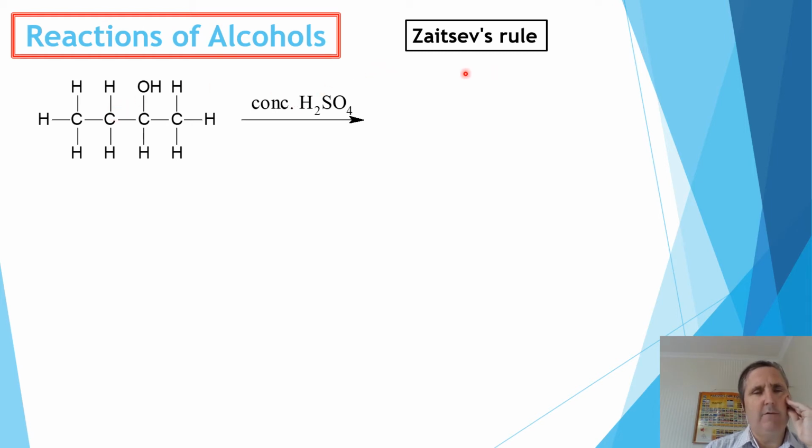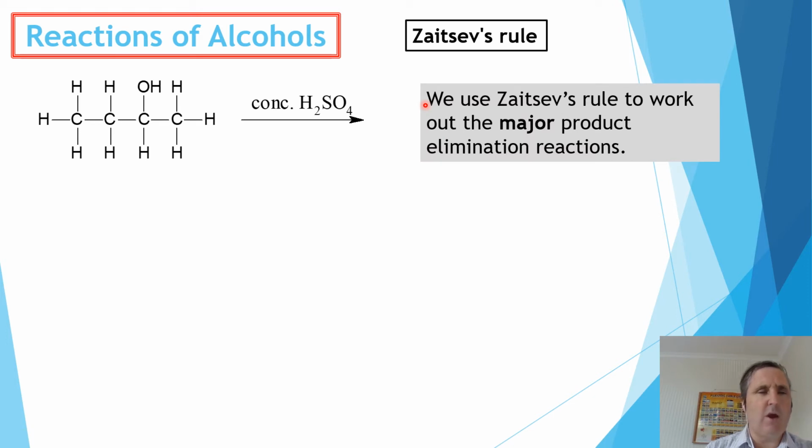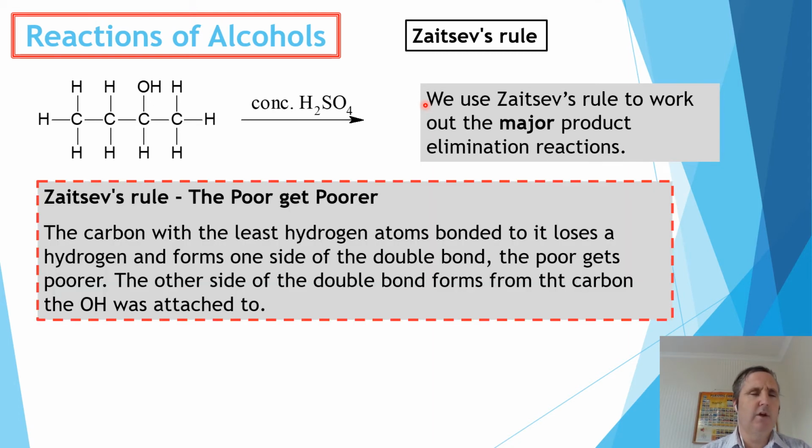Well, Zaitsev came up with a rule to say that the majority of the time one will happen more often than the other, and this is called Zaitsev's rule. It helps us identify the major product from these elimination reactions. So what is Zaitsev's rule? It's similar to Markovnikov's. In fact, it's kind of an opposite to Markovnikov's. Zaitsev's rule is the poor get poorer. That is, the carbon with the least hydrogens, that's this one here, will be the one that forms the other side of the double bond.